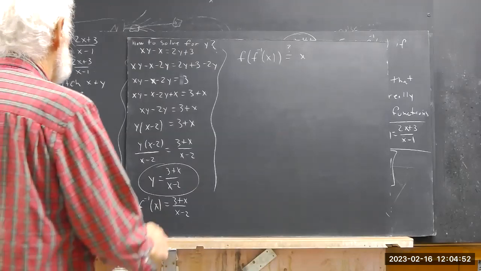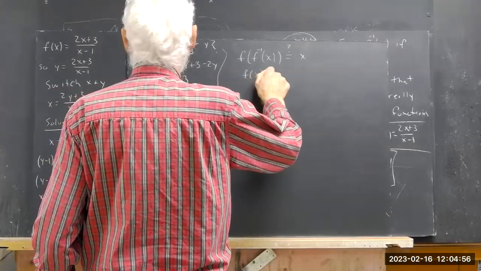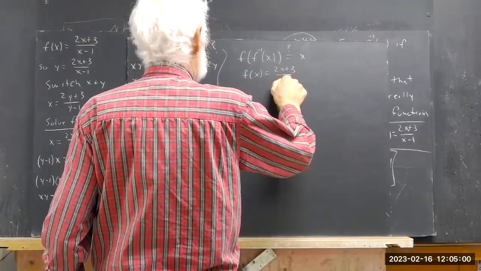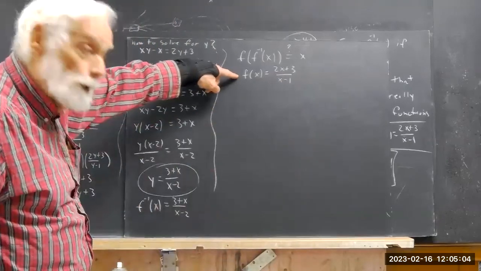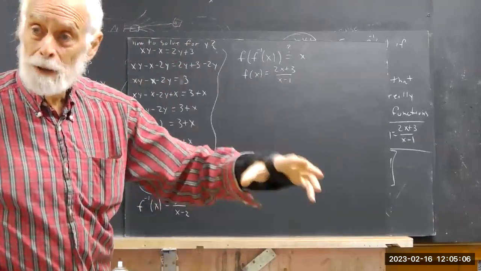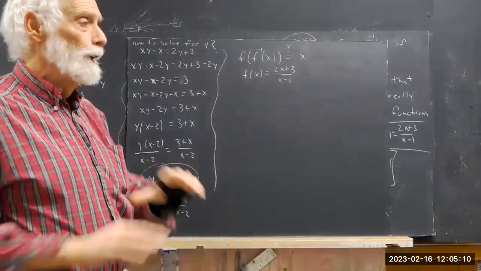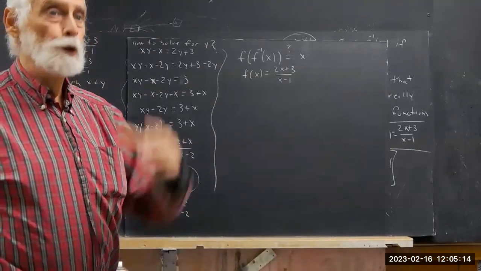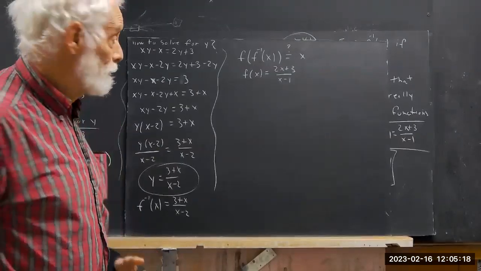Okay, well, let's review. f of x equals 2x plus 3 over x minus 1. I really recommend you write out this step. Imitate the steps that I'm showing you. Don't skip. If you're not imitating these steps and you're not getting the right answers, you really need to go back and imitate the steps.